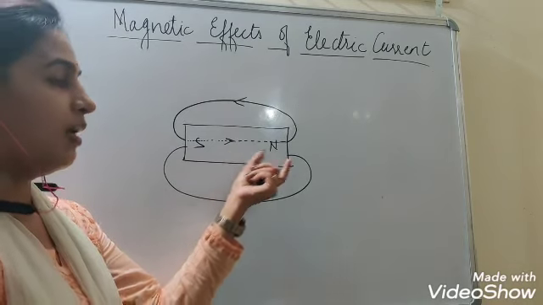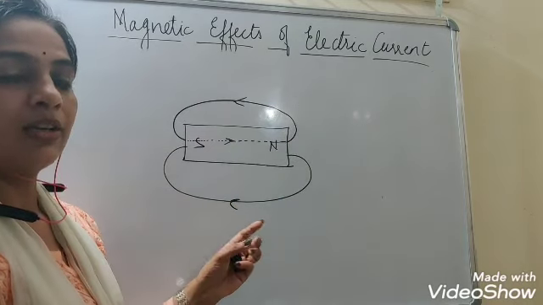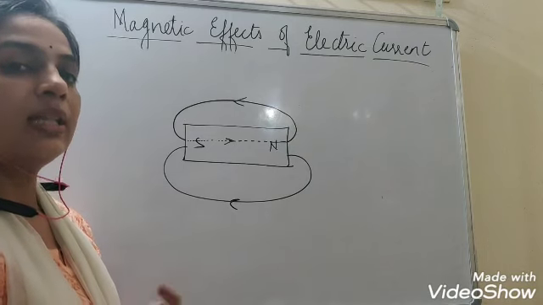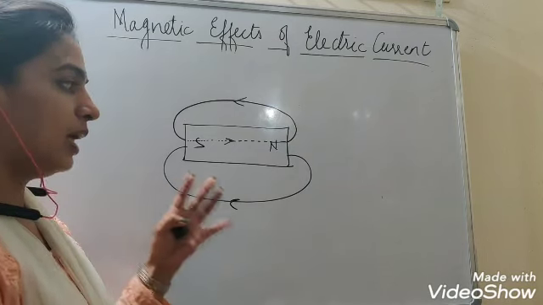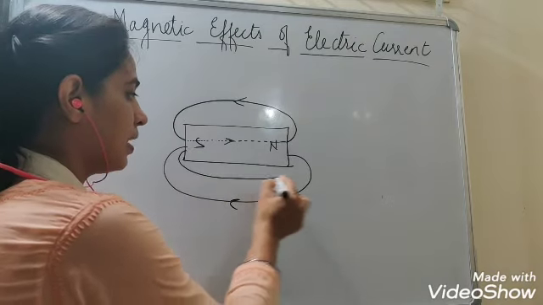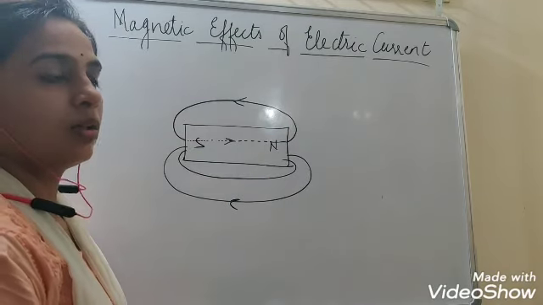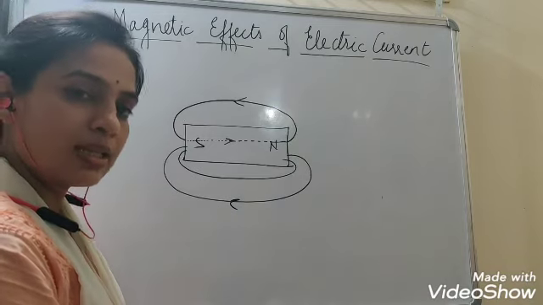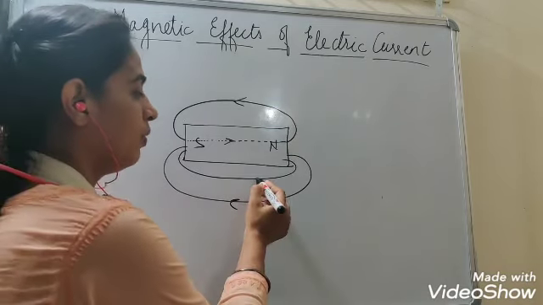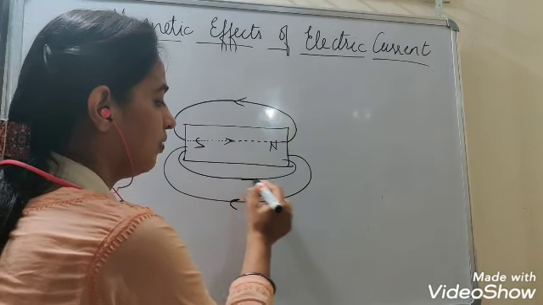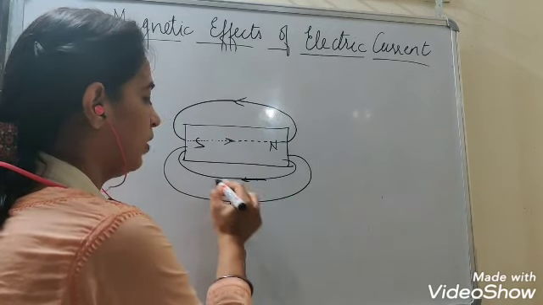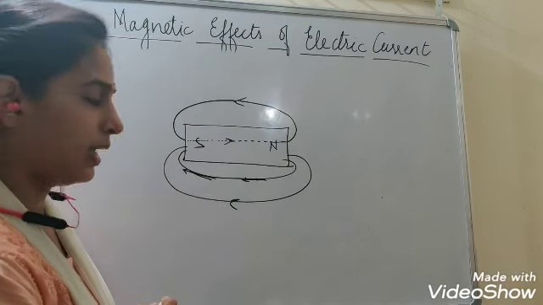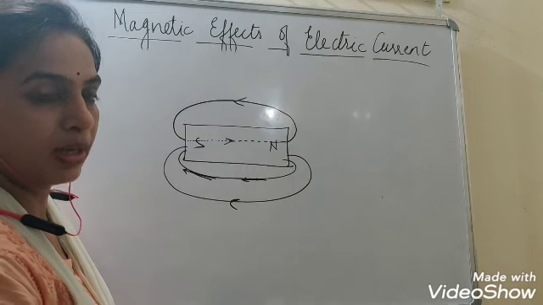In the area where the magnetic field lines are crowded or the density of the field lines is more, the magnetic field strength is more. In the area where the field lines are less densely populated, there the magnetic field strength is less. If at any point we want to find the direction of the magnetic field, that can be obtained by drawing a tangent at that point. Okay, a tangent at that point gives the direction of the magnetic field.